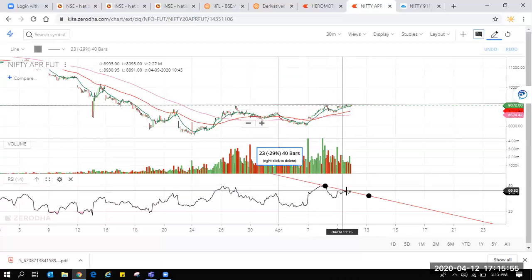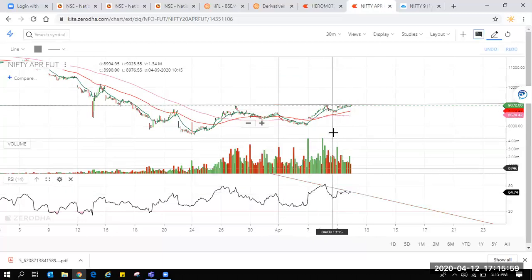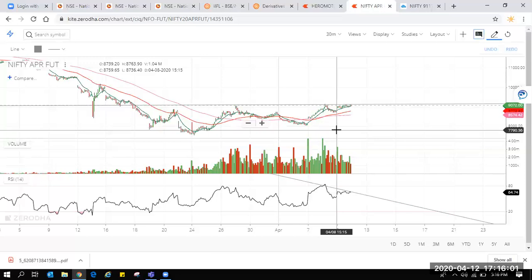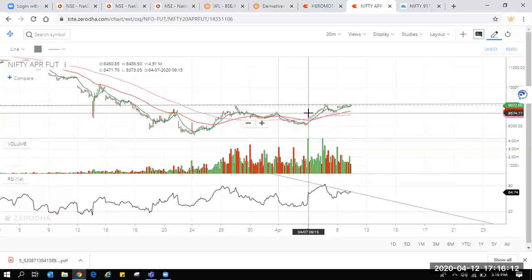Similarly, RSI divergence has also been explained over here. So this you can use during the intraday, or during scalping, or even during your short-term trades, long-term trades, anywhere. This applies everywhere. So this is how it works.